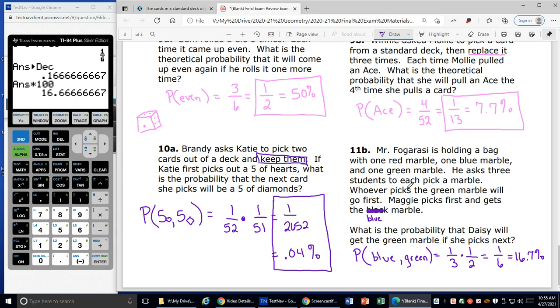Okay, so the probability that Mr. Fogarasi will have Maggie pick a blue marble followed by Daisy picking a green marble, if each student is picking a marble, is 1 out of 6 or 16.7%.